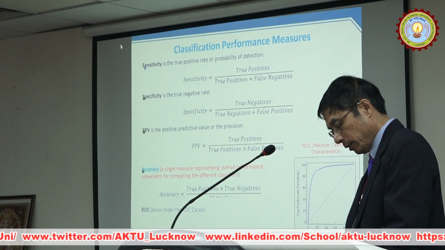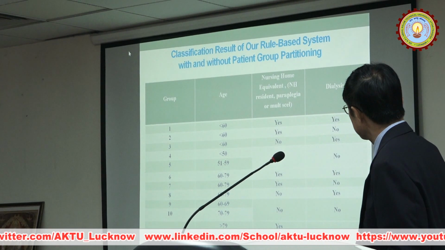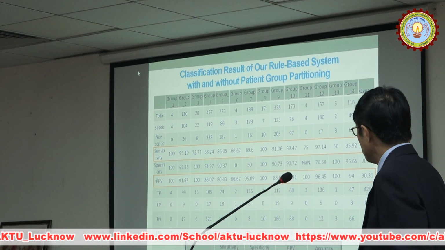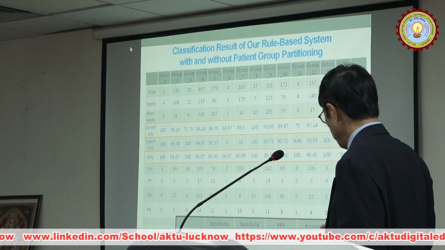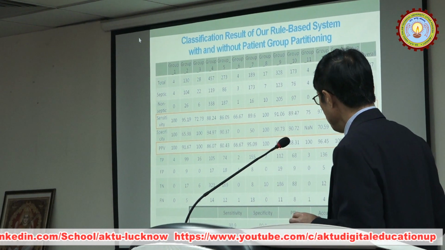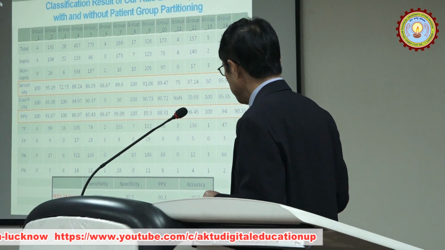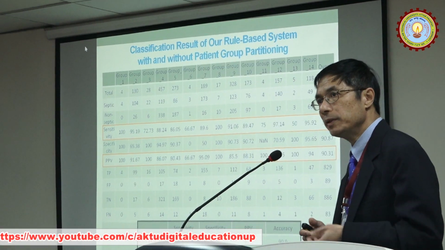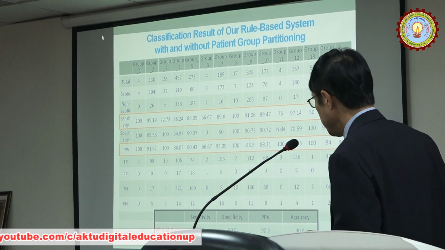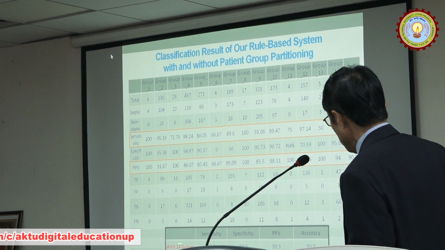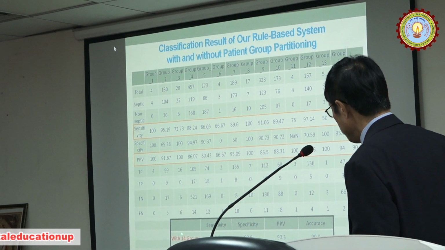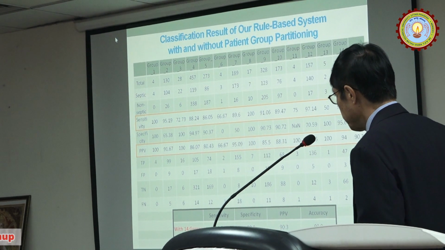Now let's look at the performance. So here is the performance for our own system, the rule-based system. If we divide it into 14 groups, here's the sensitivity, specificity, like 1 percentage point, that's a big deal. It's not that easy. So overall, the conclusion is if we divide the patients into groups, the performance is much better.